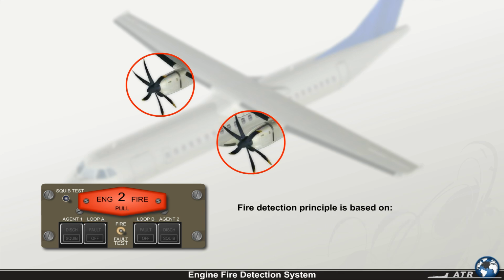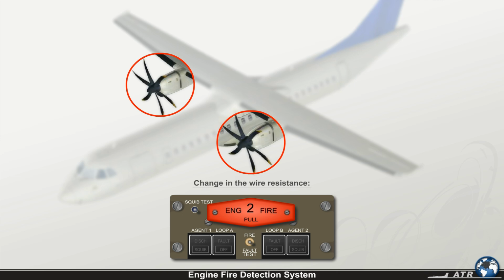The fire detection principle is based on the variation of the resistance and capacitance of the detection wire. If only a change in the wire resistance is detected by the system, the fire detection control unit considers the respective loop as failed.